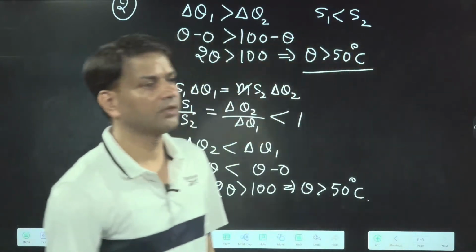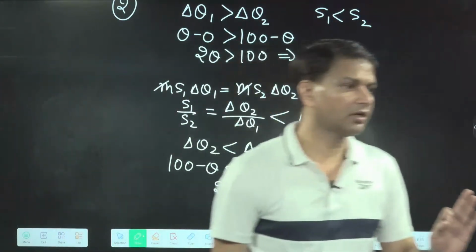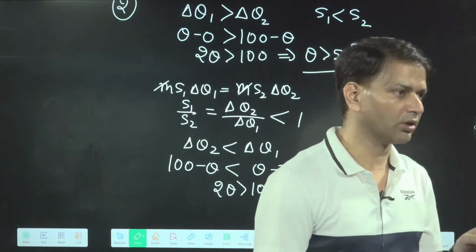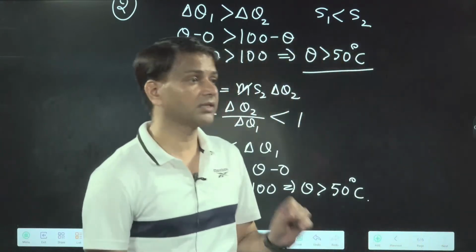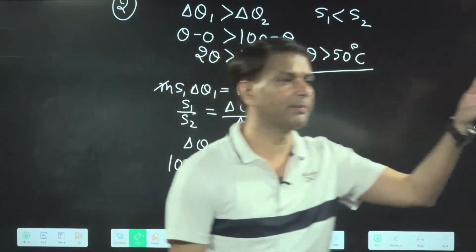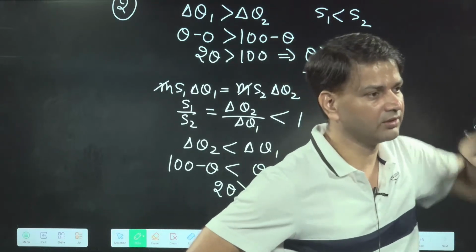So that statement you have to remember: whose specific heat is lesser, for the same heat exchange, its temperature change will be more. And that's why the metal has the more temperature change. That's why we can take that the metal has a lesser specific heat.